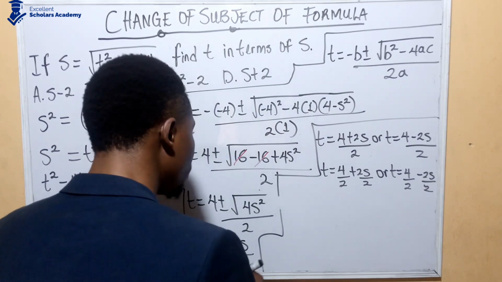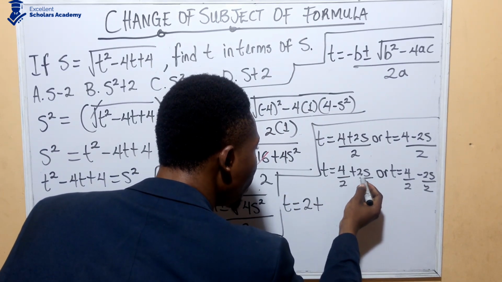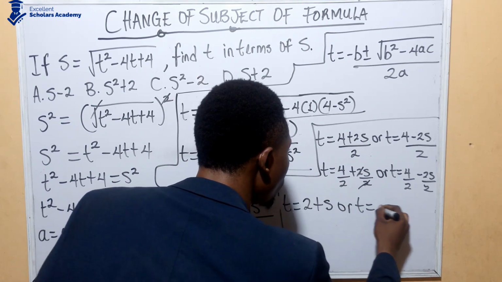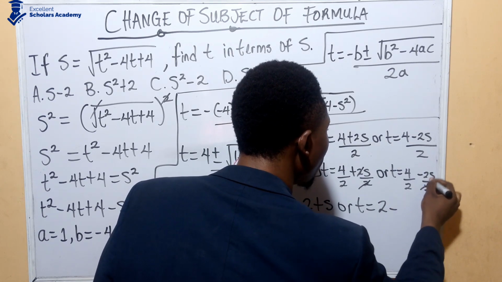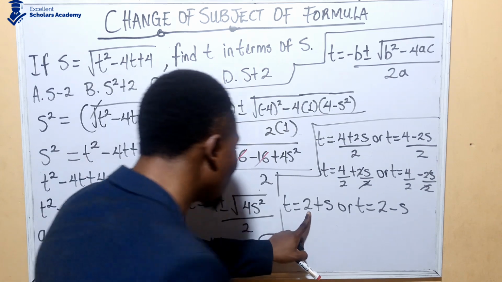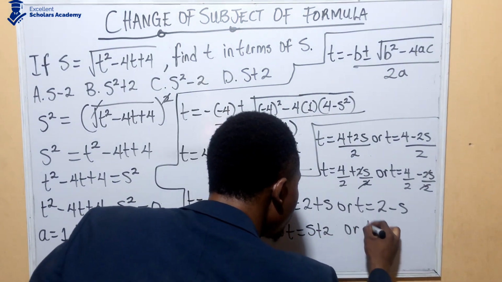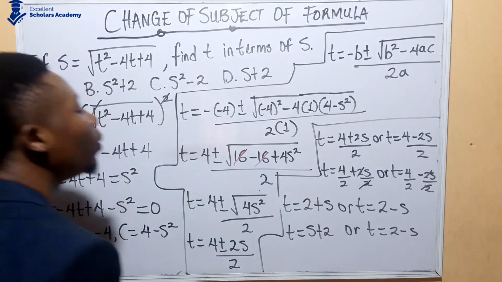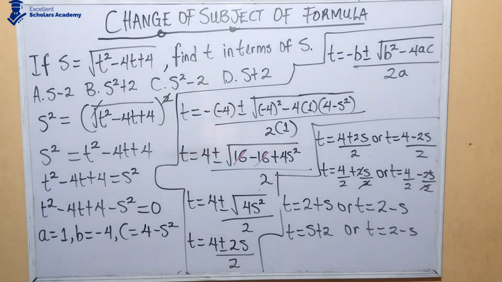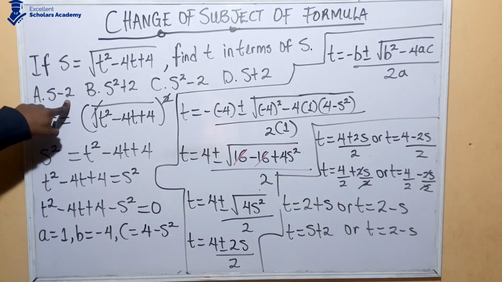So this becomes t is equal to 4 divided by 2, which is 2, plus 2s divided by 2, where the 2s cancel, and you're left with s. Or t is equal to 4 divided by 2, which is 2, minus 2s over 2, where the 2s cancel, and you have s. Now I want you to know that you can also write t is equal to 2 plus s as s plus 2, or t is equal to 2 minus s. Now, of course, which of these do you see in your options? You see s plus 2. 2 minus s is different from s minus 2. So don't go and pick s minus 2 as your answer.